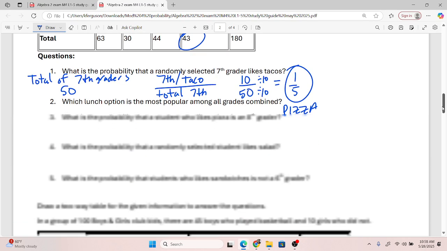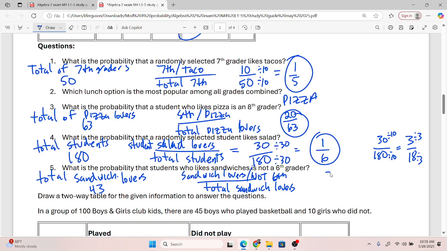So I got 31 sandwich lovers that are not in sixth grade out of a total of 43. There's nothing that divides 31 and 43 except 1. So that's my answer.